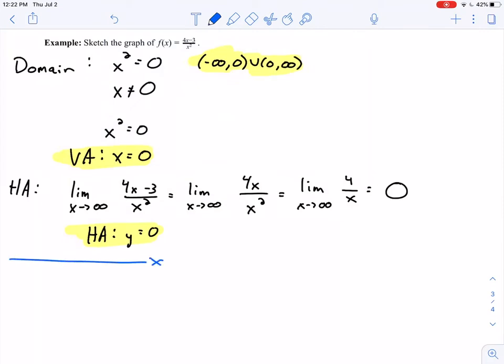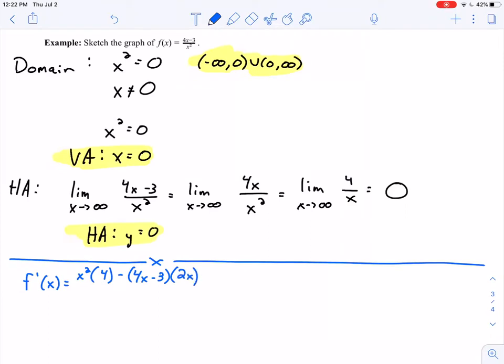Let's go ahead and work with the first derivative. If I'm going to take the derivative of this function, I need to use the quotient rule. So f prime of x says low, that's going to be x squared. D high, derivative of my numerator, is 4, minus high, that's 4x minus 3. D low, derivative of my denominator, is 2x. Square the bottom, this is x squared, quantity squared, and away we go.